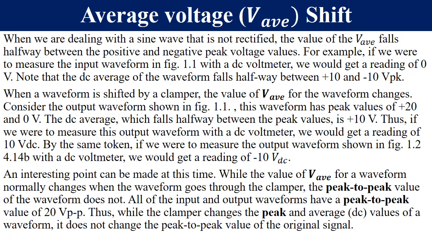So we have an interesting point to make: while the average voltage of a waveform changes when it goes through the clamper, please take note that we maintain the peak-to-peak value. The input peak-to-peak value of 20 volts was maintained at the output. So we didn't change the peak-to-peak value of the original signal. We only changed the average value, which is the VDC.